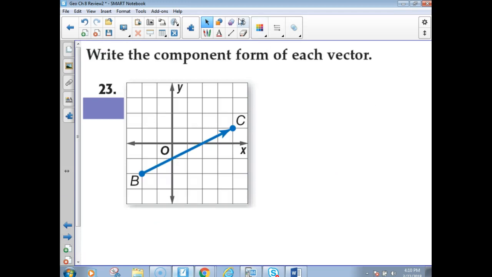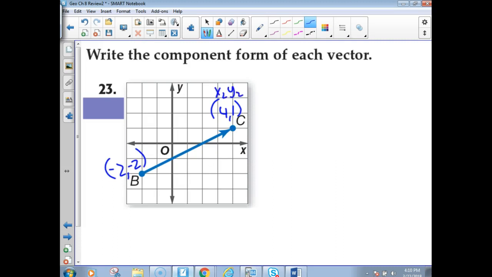3. Write the component form, which we did already, but again, here's how to do that. Find each point: x1 would be where C is, -2 is where B is. Now, the end of the vector is your x2, y2, and x1, y1 would be where B is. You're going to subtract 4 minus the x1, -2, and the y2, 1 minus the y1, -2. 1 minus -2 simplifies to get 6, 3. That's your component form.